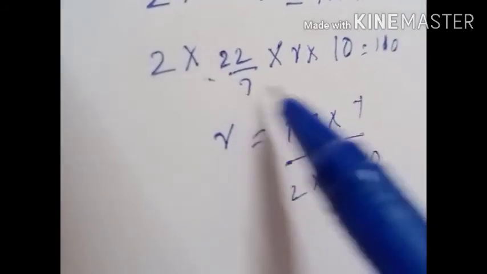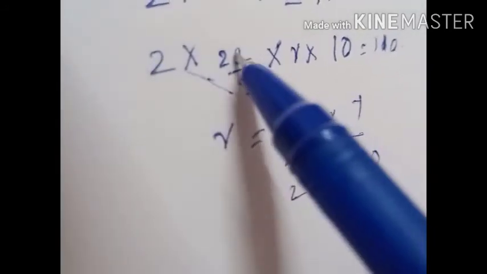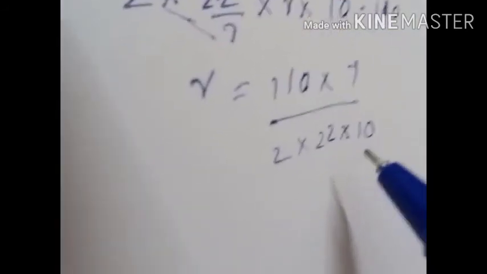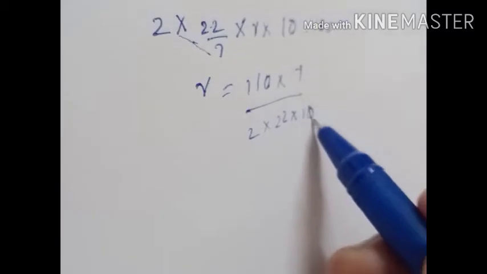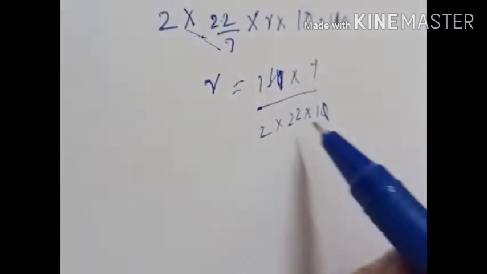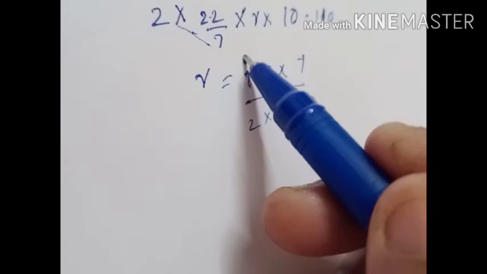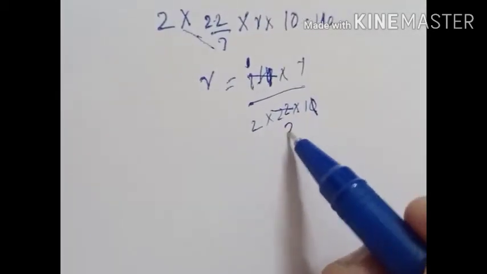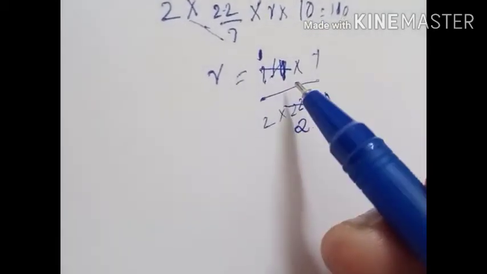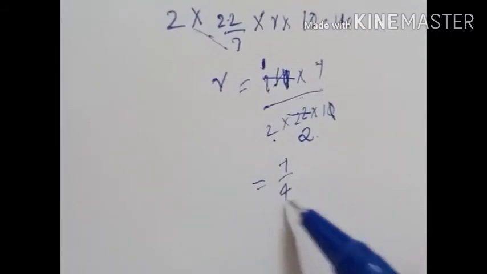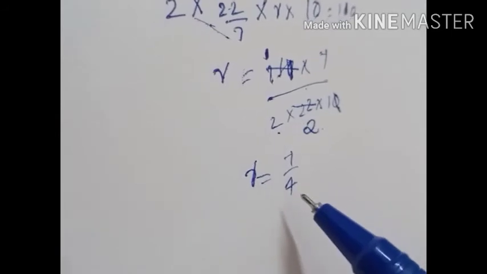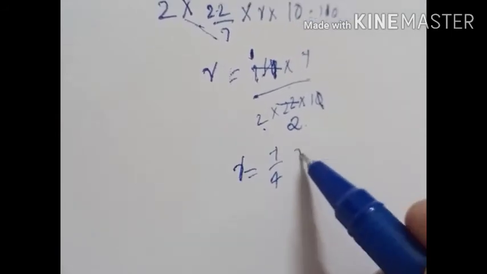Transpose this, then 7 becomes the numerator. This 2 into 22 into 10 becomes the denominator. Now we have to do the simplification. Here we can do the cutting method or division. Anyway we can do. So here I cut the zeros first. Then in 11, one time. In 22, 2 11s. Now 7 by 2 into 2, that is equal to 7 by 4. So radius is equal to 7 by 4 meter.